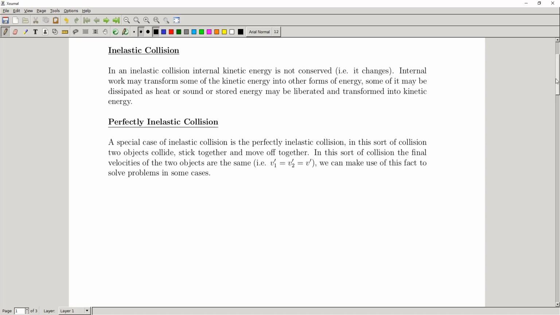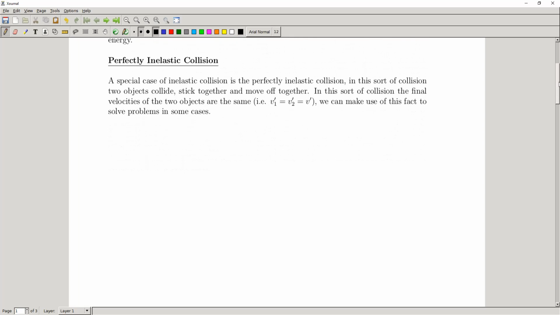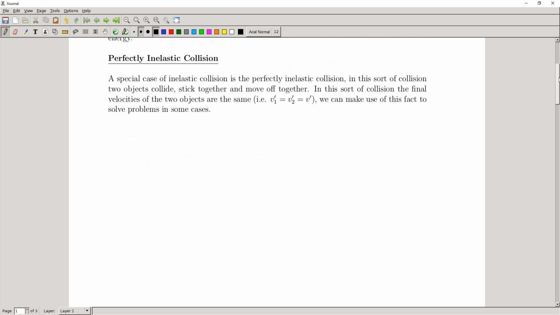Okay, so I have a couple of examples for us to look at, but before we get into the actual numeric examples, I thought we'd look at a very simple example of what a perfectly inelastic collision might look like, and just take a look at how that might work. So let's imagine a simple, perfectly inelastic collision. Okay.